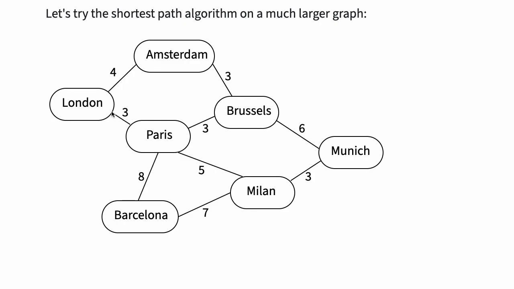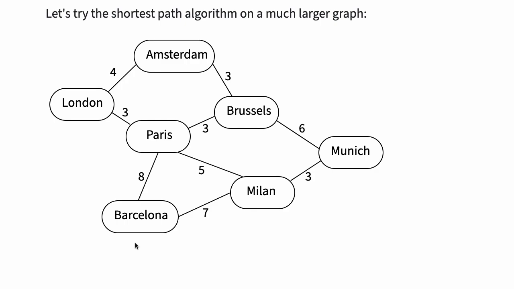The distance to Munich via Milan is 8 plus 3, which is 11. Munich already exists, so we compare the calculated distance to the existing distance. 11 is less than 12, so we have found a shorter distance to Munich. Thus, we update the Munich node distance and parent. The distance to Barcelona via Milan is 8 plus 7, which is 15. This is more than the existing distance, which is 11, so Barcelona's distance stays unchanged.